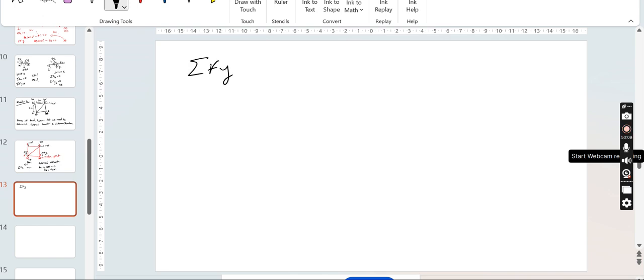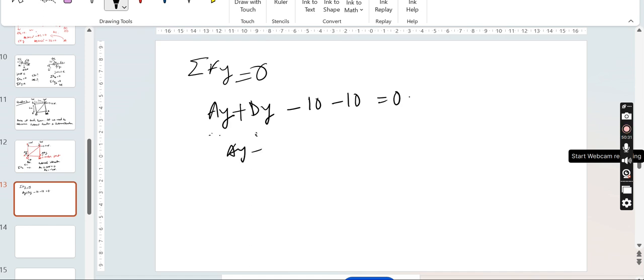So now we have to write the force balance equation in the y direction. In the y direction we have Ay and Dy, with a minus sign. We need another equation to know the components of Ay and Dy. So this will give us a solution.